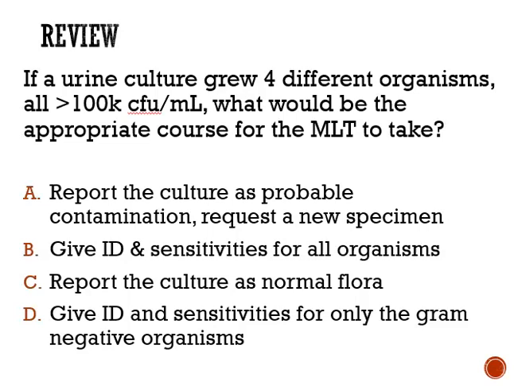If a urine culture grows 4 different organisms, and they're all greater than 100,000 CFUs per milliliter, what would be the appropriate course to take? So do we report the culture as probable contamination and request a new specimen? We're going to give identification and sensitivities on all of those organisms because they're all greater than 100,000. Report it out as normal flora. Give ID and sensitivities for only the gram-negative organisms.